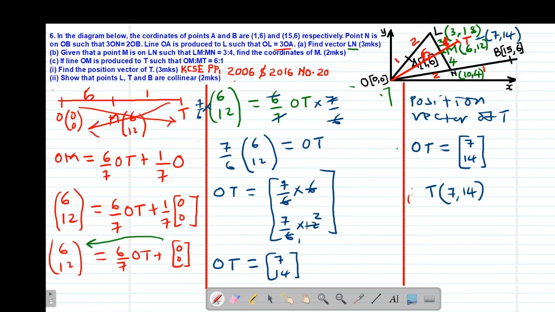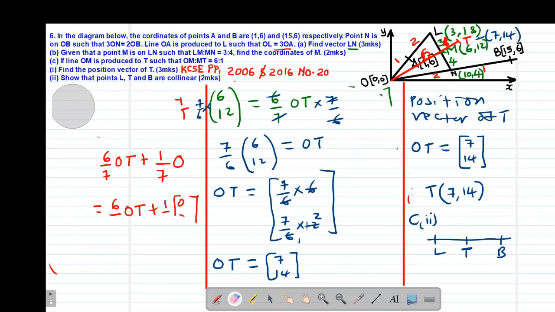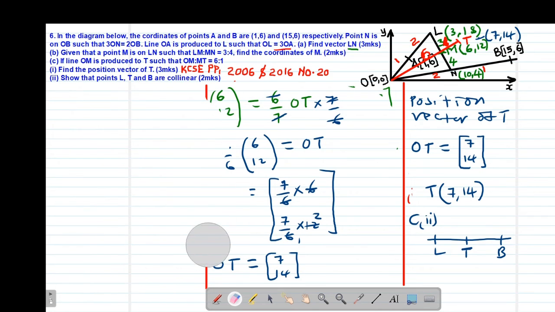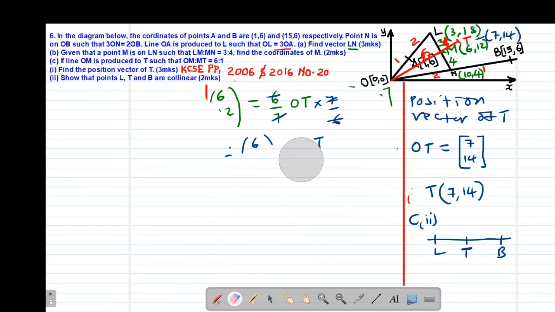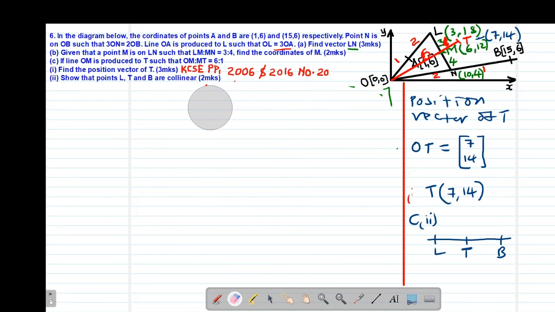Then Roman 2. In part C Roman 2 of the question, they want us to show that the points L, T, B are collinear. So we have the points L, then in between we have T, and of course B. Remember, collinear simply means that the points lie on a straight line. To show that, you need to show that any two vectors formed from the 3 points are parallel to each other, meaning that they must have a scalar multiple between them. Then you also show that there is a point which is being shared.